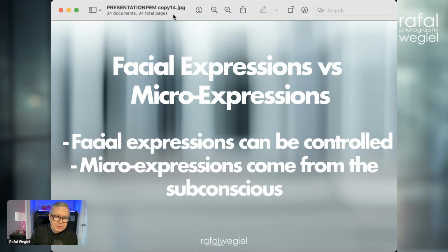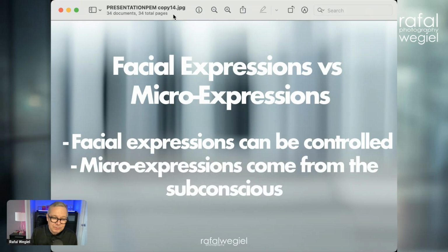We're going to divide this into two parts: facial expressions, and micro facial expressions. Facial expressions can be controlled. I know there's some discussion about exactly how many facial expressions there are. It's not a fixed number, and this whole thing is changing as scientists look at it from different perspectives. But the key difference is that facial expressions can be controlled by the person. Micro facial expressions come from the subconscious, they occur between the facial expressions, and they're not controlled.